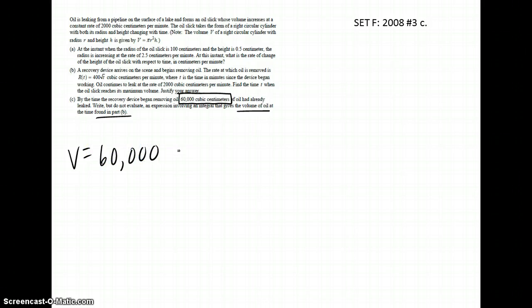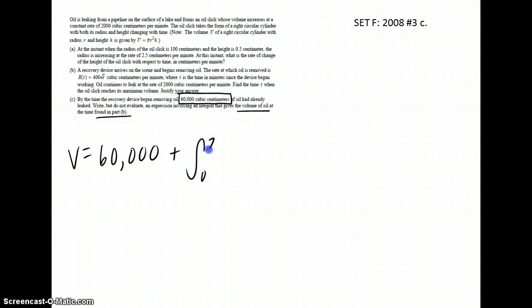And lastly, by the time the recovery device began removing oil, 60,000 cubic centimeters of oil had already leaked, right? But do not evaluate an expression involving an integral that gives the volume of the oil at the time found in part B. Okay, so look at our units here. We already lost 60,000 cubic centimeters of oil. Now what would be the total volume of the oil at 25 minutes? And this is the oil that has spilled from the pipeline.